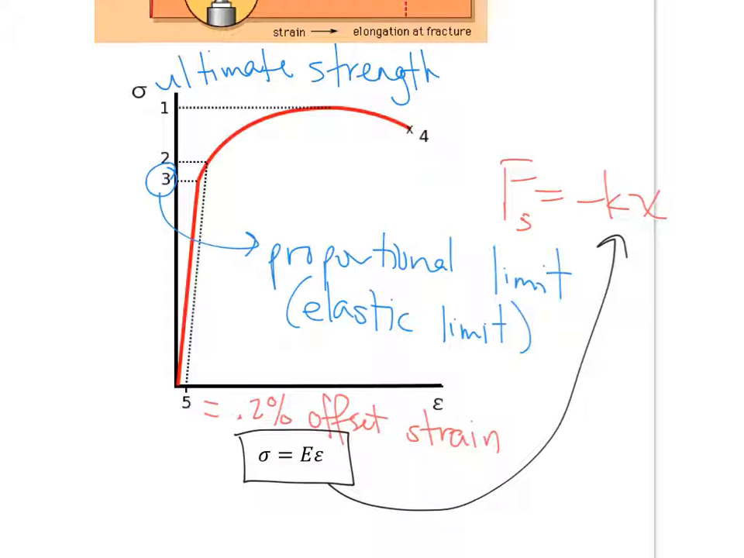The ultimate strength is the max point right here. It's that location. Then what happens is it continues to stretch more and more until it reaches point 4. And point 4 we're going to call fracture. So again, point 5 is 0.2% offset strain, showing that it's stretching by a little bit. If you put this line parallel to the actual proportional region, you'll reach a location where it intersects with number 2, which we call the yield strength.